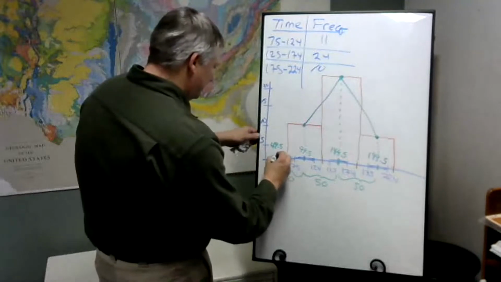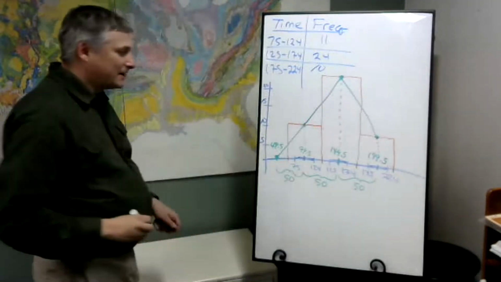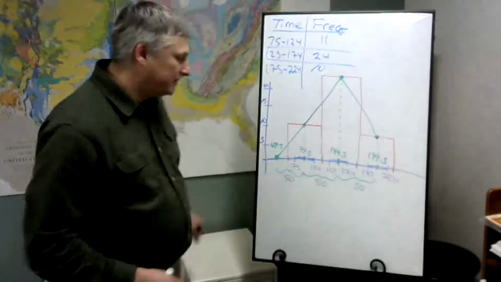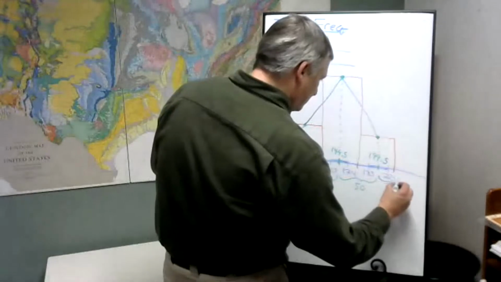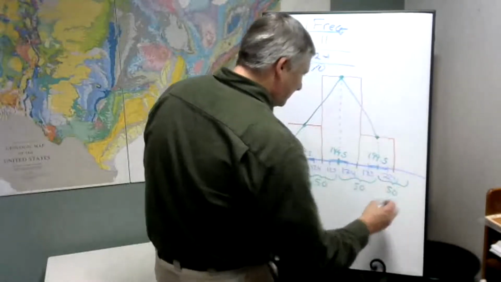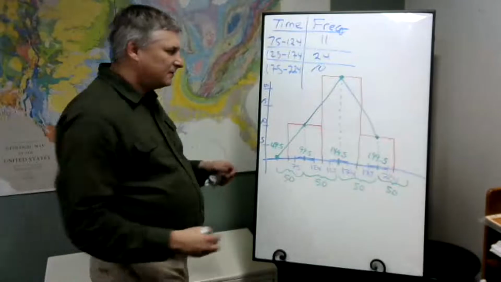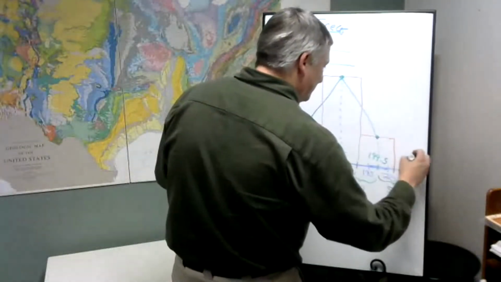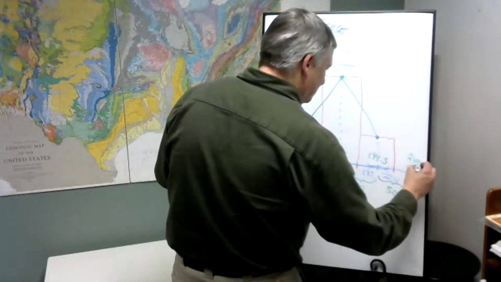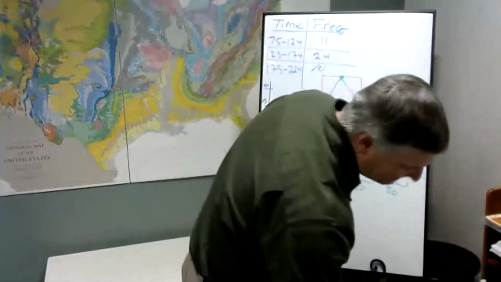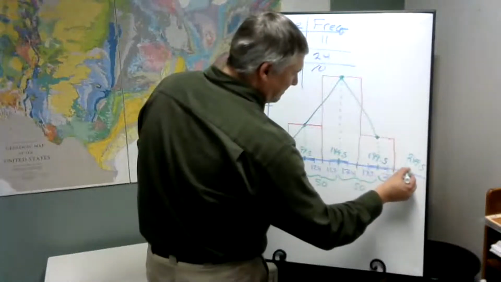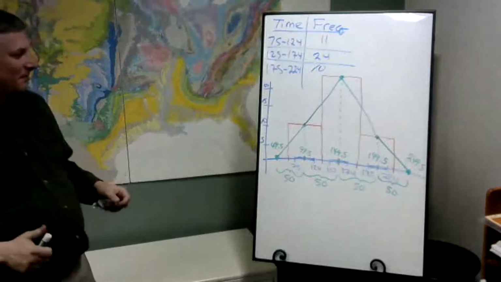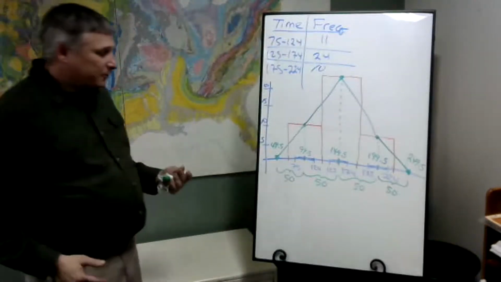So we put a dot, and then we connect. Then we go 50 above this midpoint. So 199.5 plus 50, well, that's 249.5. And then we can connect like that. So that's how we can do a frequency polygon.